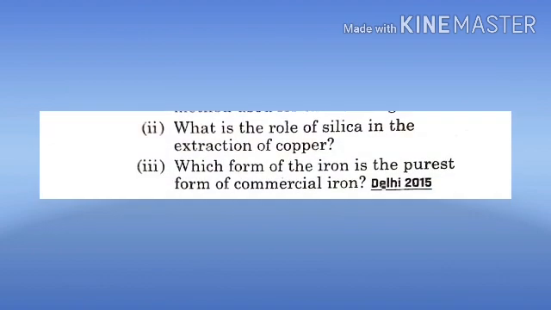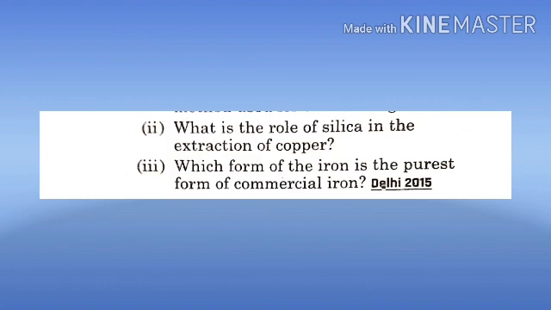Next question is, what is the role of silica in the extraction of copper? Silica is added in the reverberatory furnace during the extraction of copper to remove impurities of iron oxide present in the ore, right? Silica acts here as a flux and will react with the iron oxide, which is the gangue present over there, and it will be removed as slag. So all these things you have to write over there, write the equation also. That is FeO plus SiO2 gives FeSiO3.